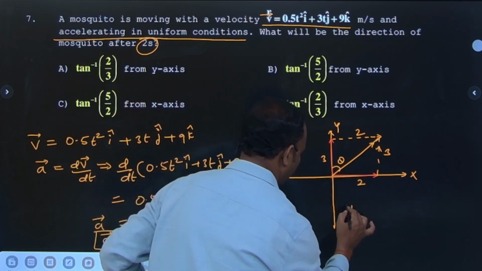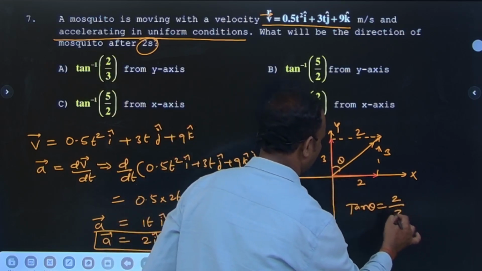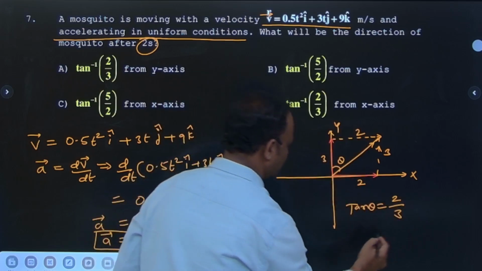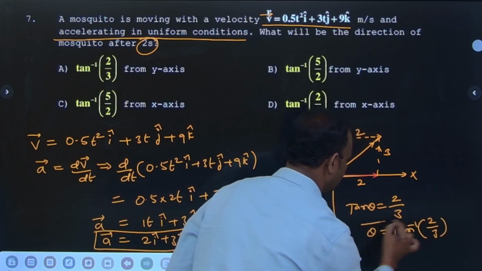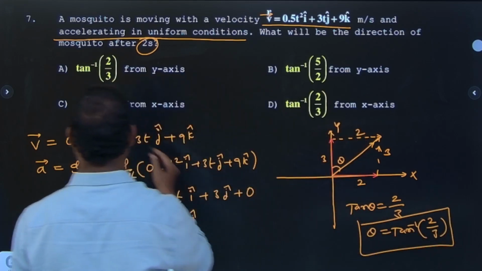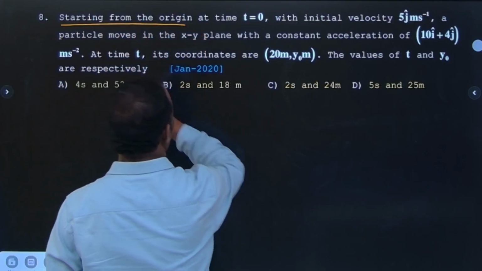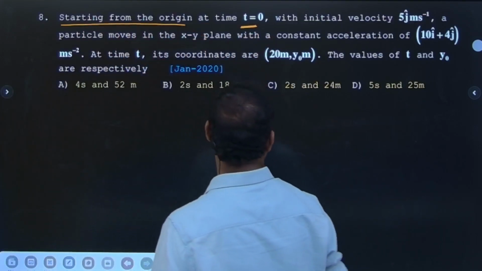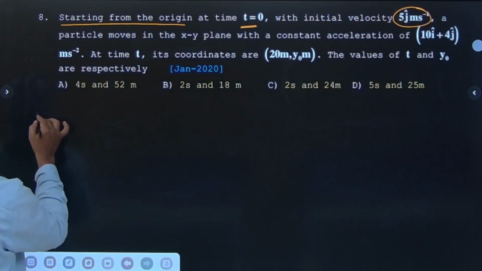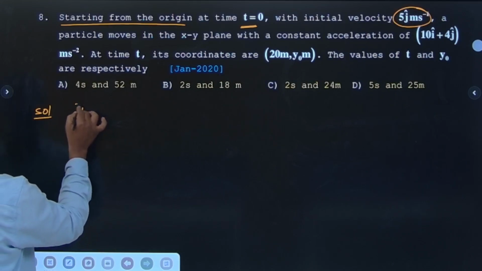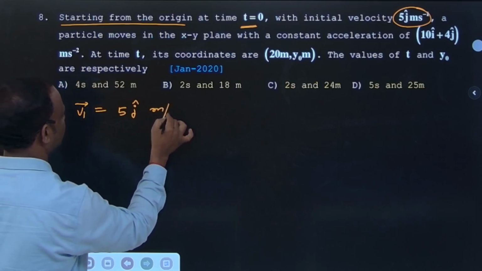This is theta. Tan theta is equal to y component by x component. Sorry, that's opposite by adjacent. Theta is equal to tan inverse of 2 by 3, that is my answer. So theta is equal to tan inverse of 2 by 3 from the y-axis. At t equal to 0, the initial velocity is given as this. V1 bar is equal to 5 j cap meter per second.